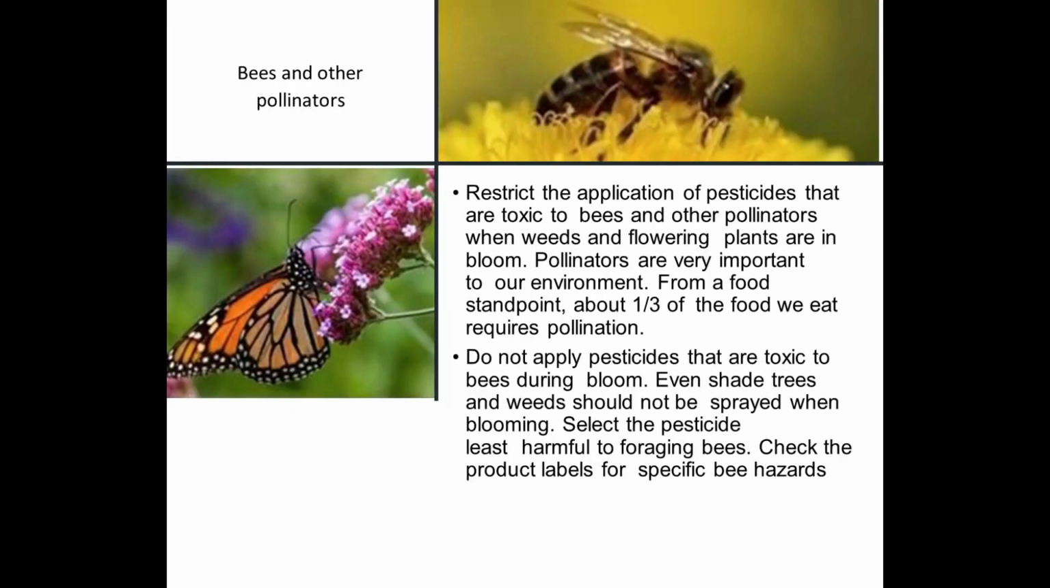Bees and other pollinators. Restrict the application of pesticides that are toxic to bees and other pollinators when weeds and flowering plants are in bloom. Pollinators are very important to our environment. From a food standpoint, about 1/3 of the food we eat requires pollination. Do not apply pesticides that are toxic to bees during bloom. Even shade trees and weeds should not be sprayed when blooming. Select the pesticide least harmful to foraging bees. Check the product labels for specific bee hazards.